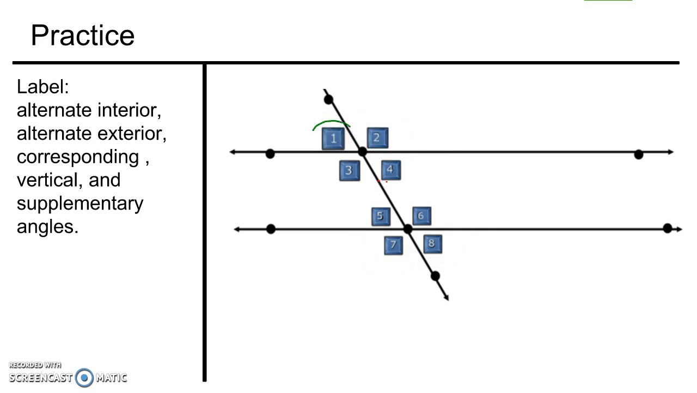We would have 1 with 5, 2 and 6, 3 and 7, and 4 and 8. Notice how they're located in the same spot. It's just this line and this line that are different about them.